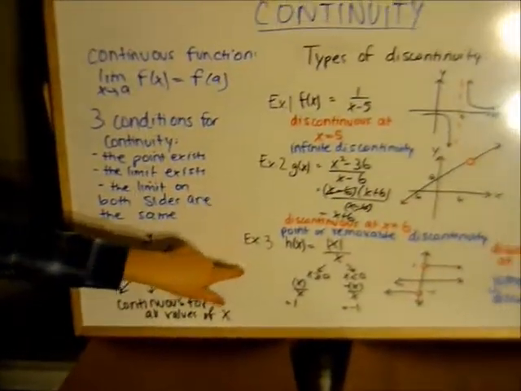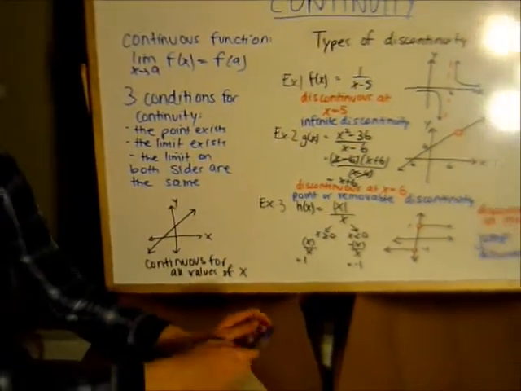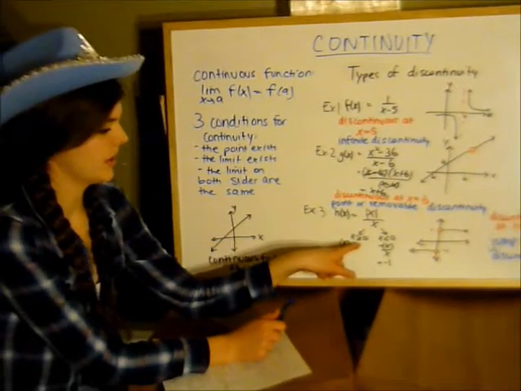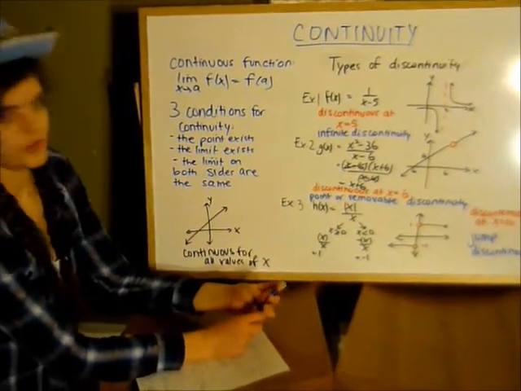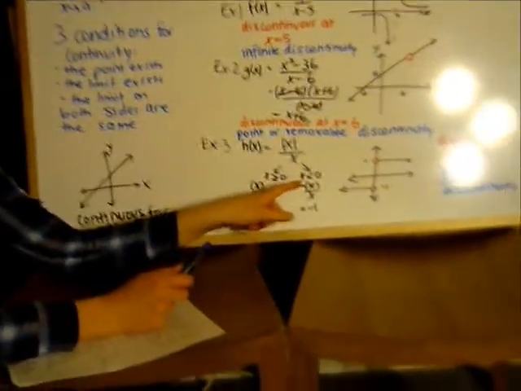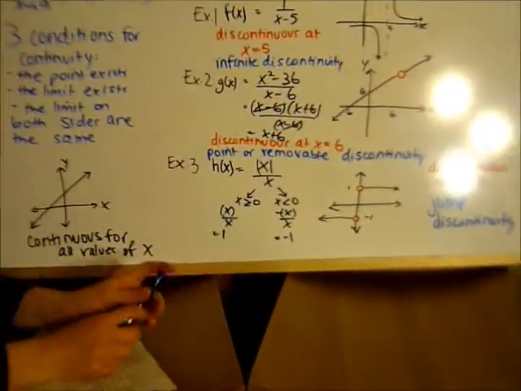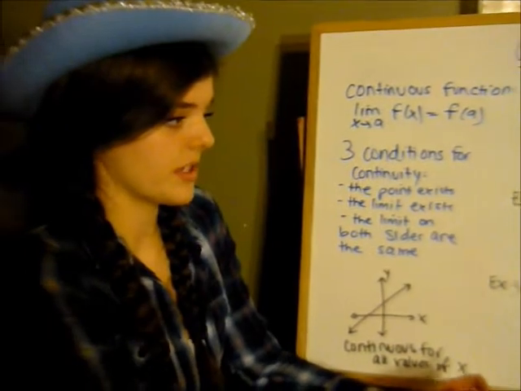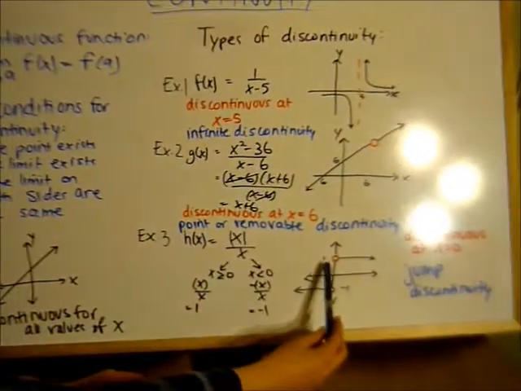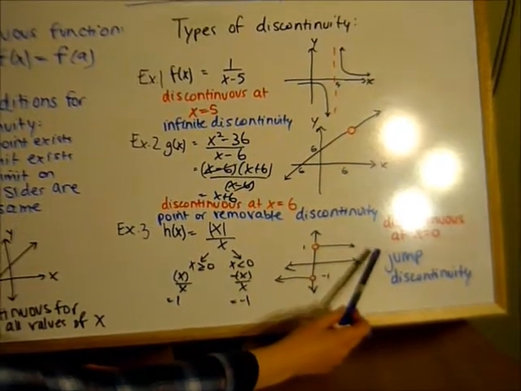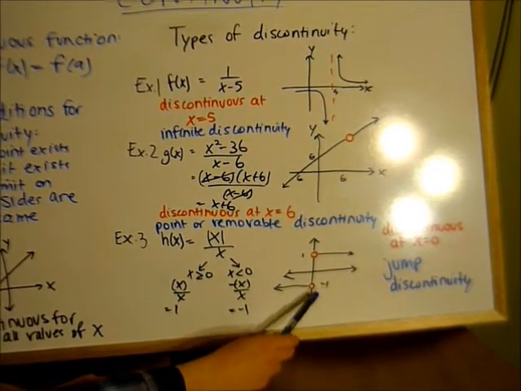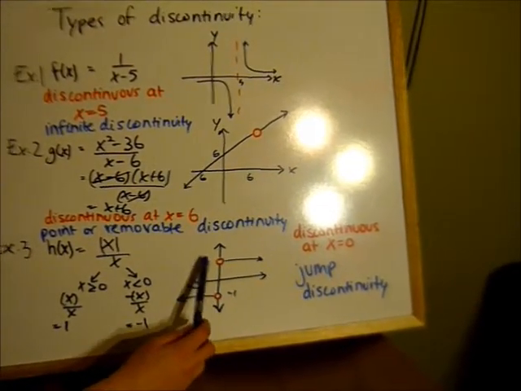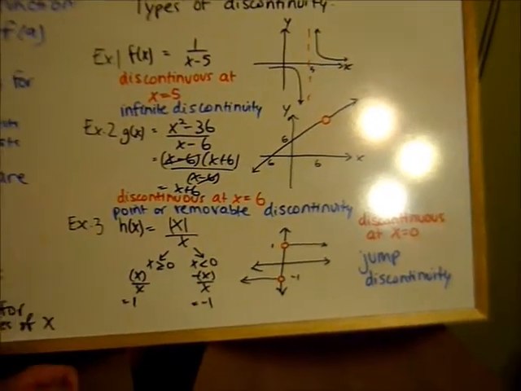The last example we have is h(x) equals the absolute value of x over x. You break that up into two parts. When x is greater than or equal to 0, you have x over x, which is equal to 1. When x is less than 0, you have negative x over x, which is negative 1. So when x equals 0, there's a discontinuity because it equals 1 for x greater than 0, but it's equal to negative 1 when x is less than 0. There's a gap, a jump, so that's called a jump discontinuity.